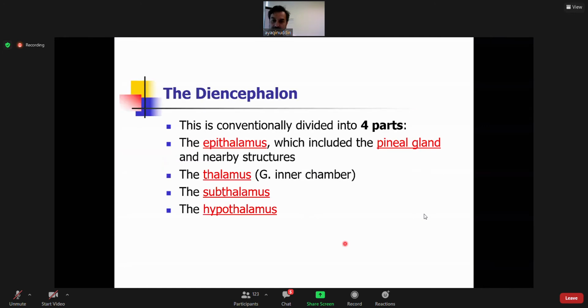So we will begin our discussion today with the parts of the diencephalon. Conventionally, the diencephalon is divided into four parts. We have the epithalamus, which includes the pineal gland and nearby structures, the thalamus, the subthalamus, and the hypothalamus. Mainly our discussion today would be on the thalamus. For the rest of the parts of the diencephalon, we will just show you where they are located in the brain and some minor details about the epithalamus and subthalamus.